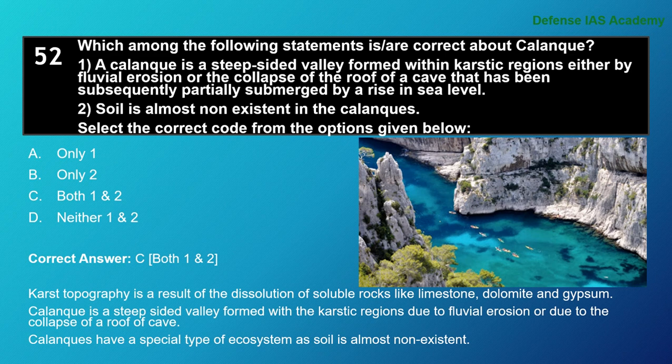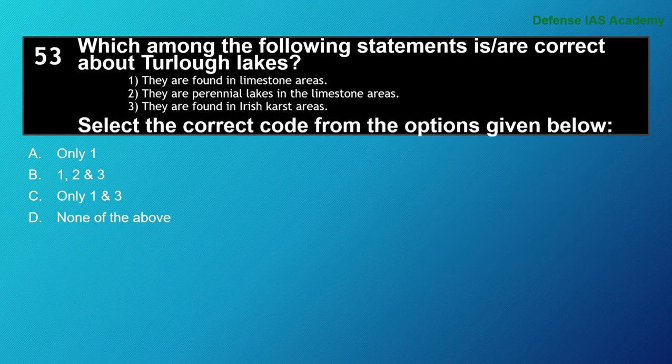Actually, Kalanke is part of a karstic region. So, what is a karst topography? It is formed as a result of the dissolution of soluble rocks like limestone, dolomite, and gypsum, which it is made up of. And Kalanke is a steep-sided valley that is formed due to fluvial erosion or due to the collapse of the roof of a cave. So, Kalanke are a special type of ecosystem as the soil is non-existent in the Kalanke.